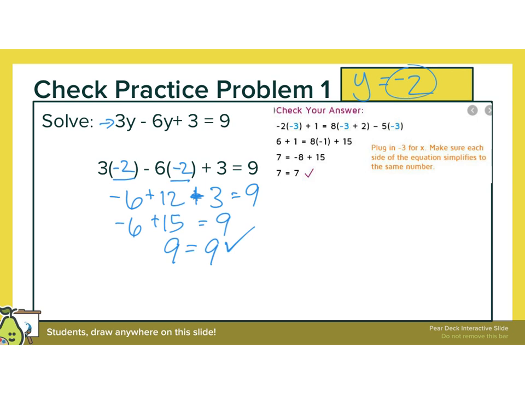We have 4 more practice problems. You're going to solve them, tell me the first step, and then you're going to check.